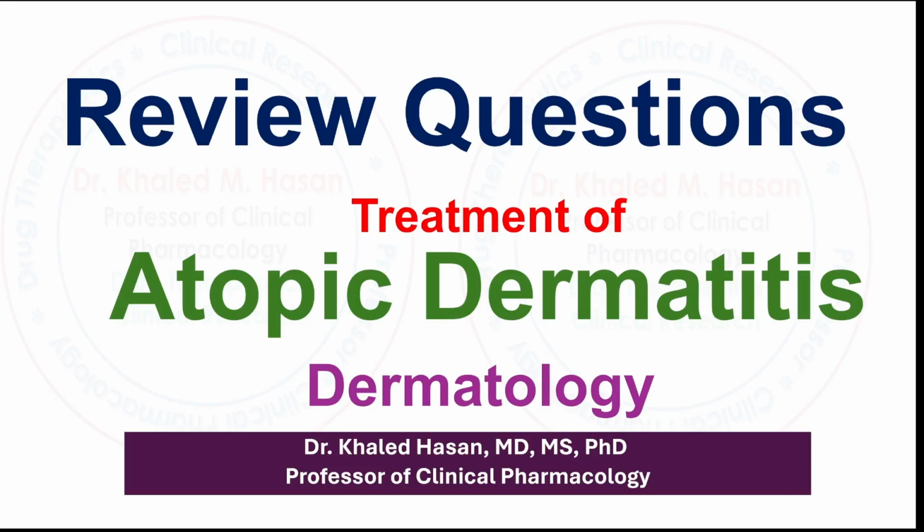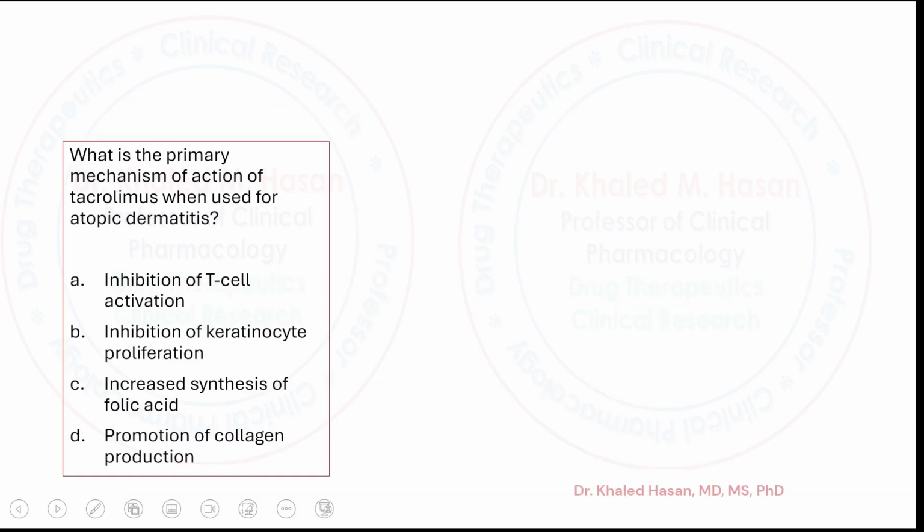In this section we are going to speak about atopic dermatitis. What is the primary mechanism of action of tacrolimus when used for atopic dermatitis? So here we ask about the mechanism of action of tacrolimus. A, inhibit T cell activation. B, inhibit keratinocyte. C, increase synthesis of folic acid. Or D, promotion of collagen production.